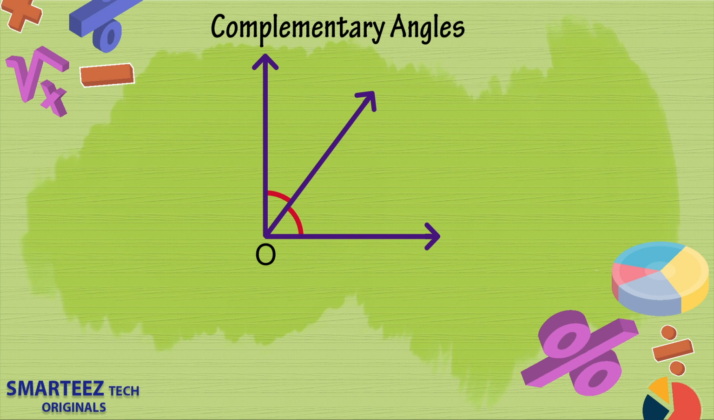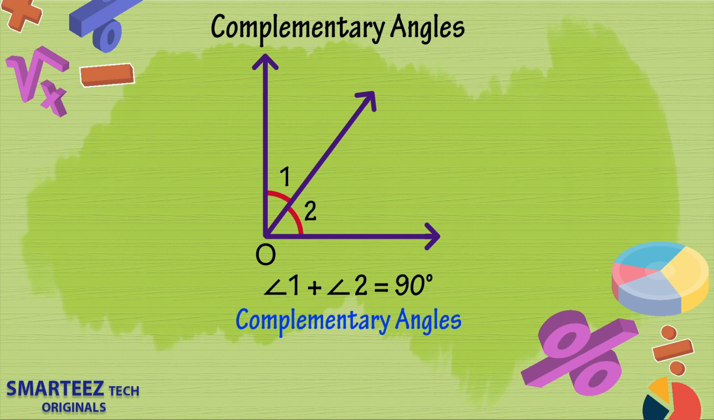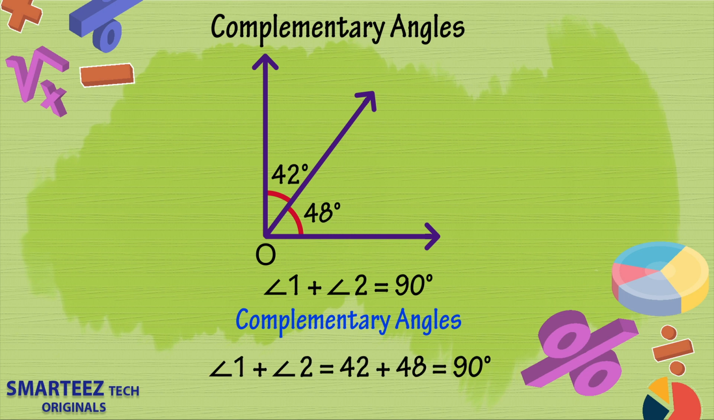angles. In the figure, we see angle 1 and angle 2. If angle 1 plus angle 2 equals 90 degrees, then they are called complementary angles. Let's say angle 1 is 42 degrees and angle 2 is 48 degrees. The sum of angle 1 plus angle 2 equals 42 plus 48, which equals 90 degrees, which makes them complementary angles. Conversely, if we know two angles are complementary angles and one angle is given, then the other angle can be computed.